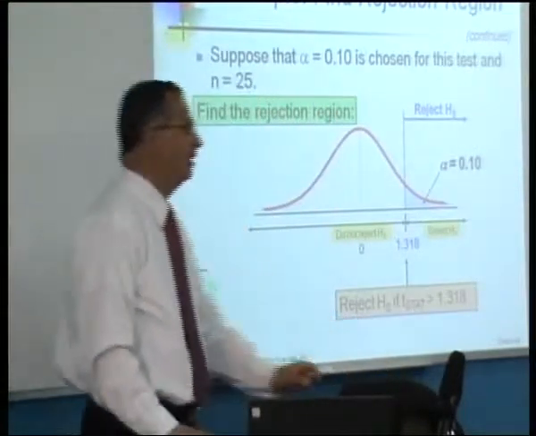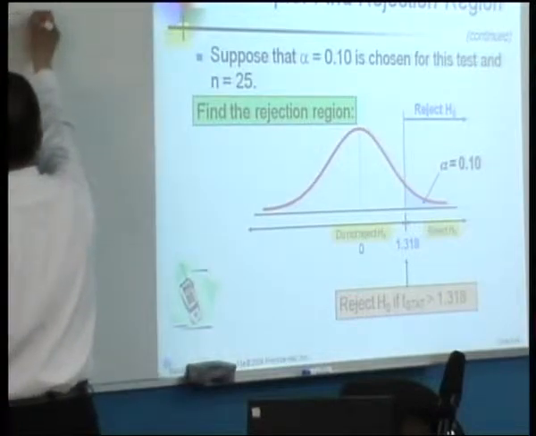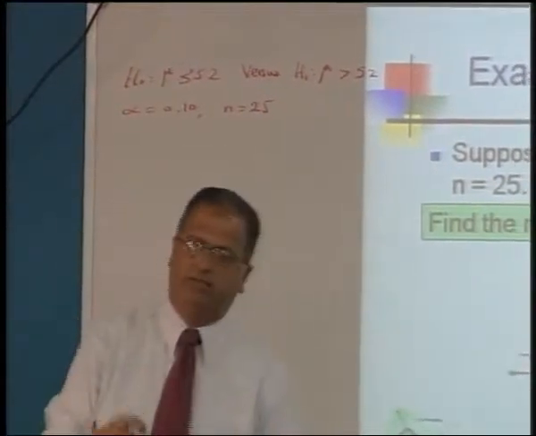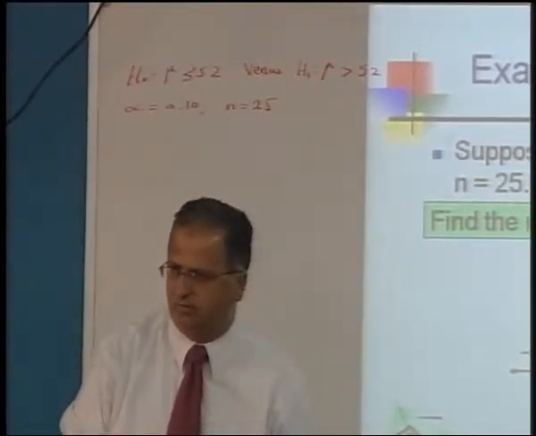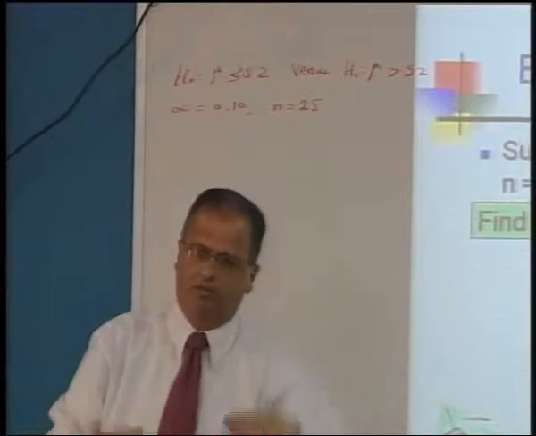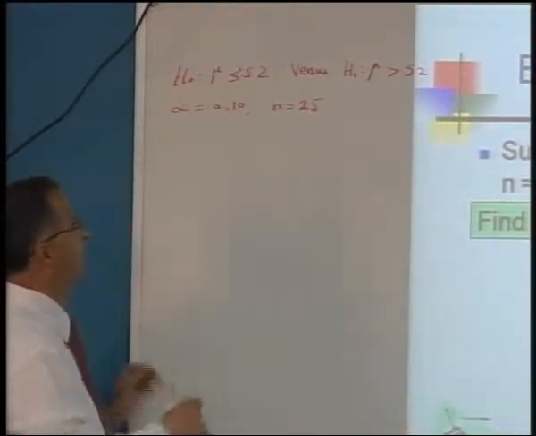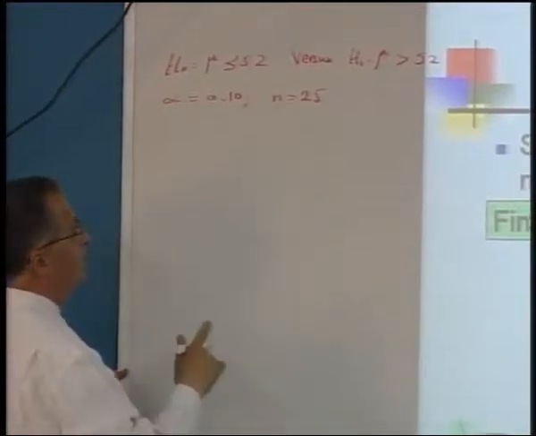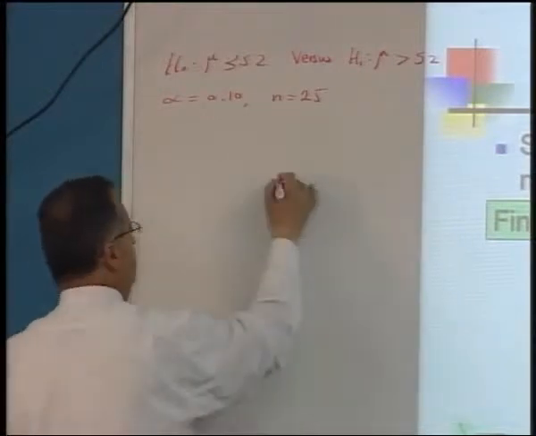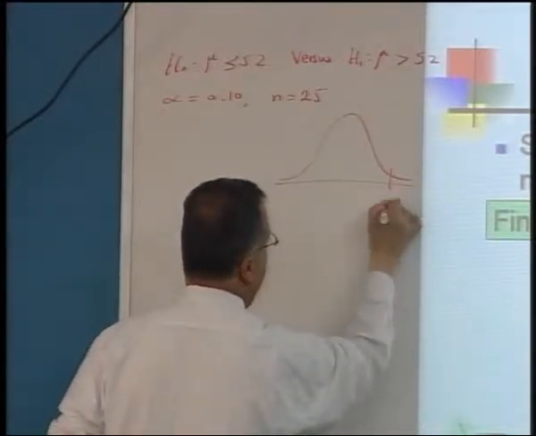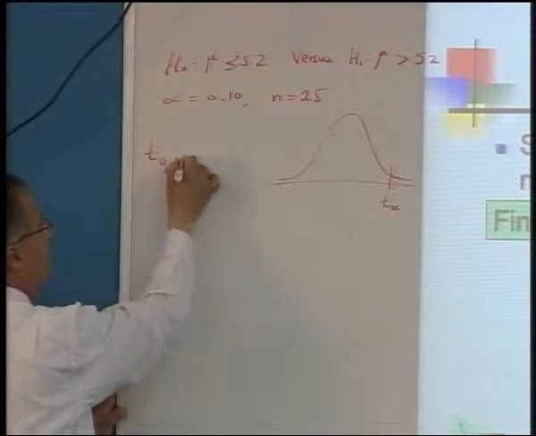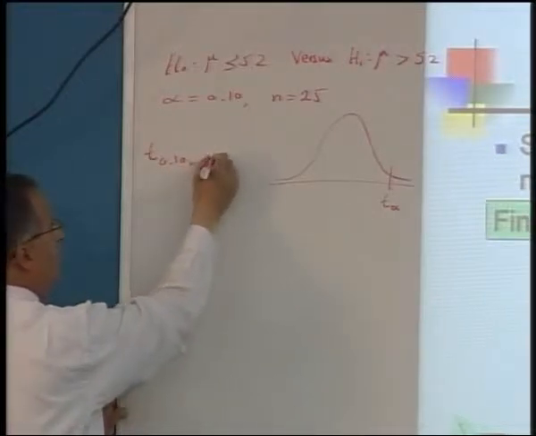Now suppose, for example, my alpha is 10%, and we choose a random sample of size 25. By using this information, we can determine the rejection region. The problem mentioned that sigma is unknown and the population is normally distributed. In this case, we have to use t. Since we are testing an upper tail test, my rejection region should be on the right side, t alpha. T alpha means t at 10% and degrees of freedom 24.